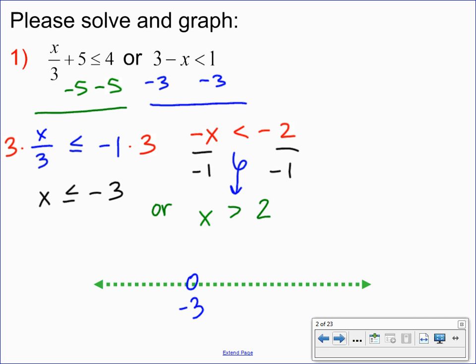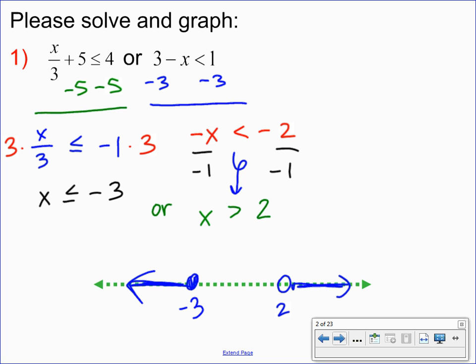Label it. If it's or equal to, we'll make it a closed circle and shade everywhere to the left in the case of less than. Or find my boundary number, in this case 2. Don't fill it in. Leave it as an open circle because it was strictly greater than; the solution x equals 2 is not a part of my solution set. And then shade everywhere to the right because this was x greater than, which points up the number line.